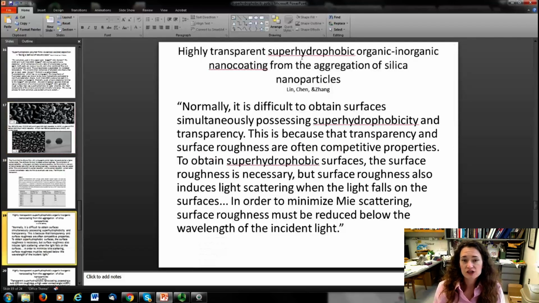Okay, another study looked at highly transparent superhydrophobic organic inorganic nanocoatings from the aggregation of silica nanoparticles. Now, I'm going to quote them here. Normally, it is difficult to obtain surfaces simultaneously possessing superhydrophobicity and transparency. And this is because the transparency and the surface roughness are often competitive properties. So to obtain superhydrophobic surfaces, the surface roughness is necessary, but surface roughness also induces light scattering when the light falls on the surfaces. And in order to minimize the scattering, the surface roughness has to be reduced below the wavelength of the incident light.